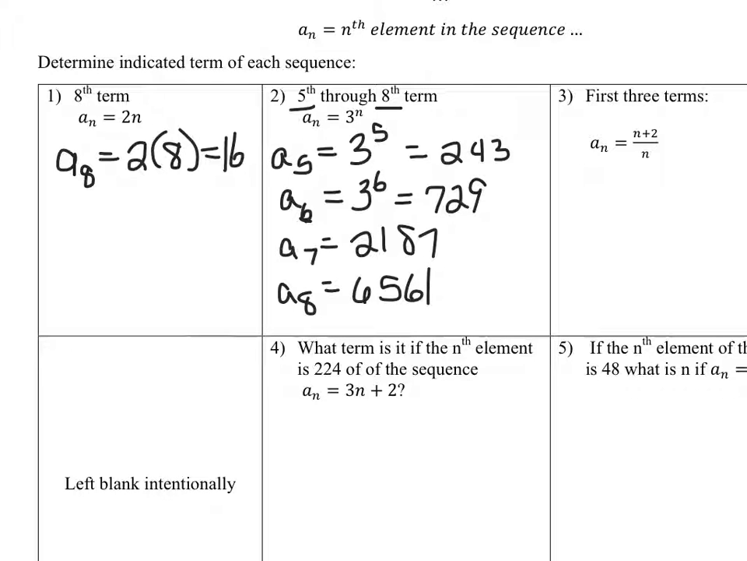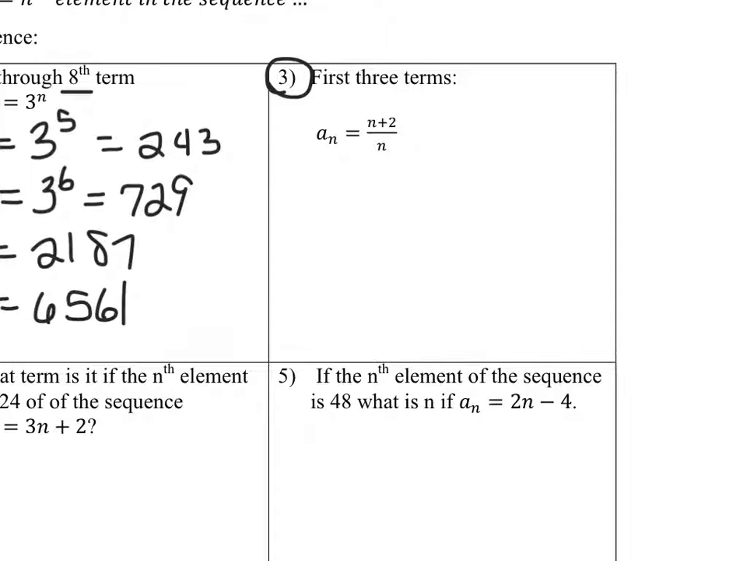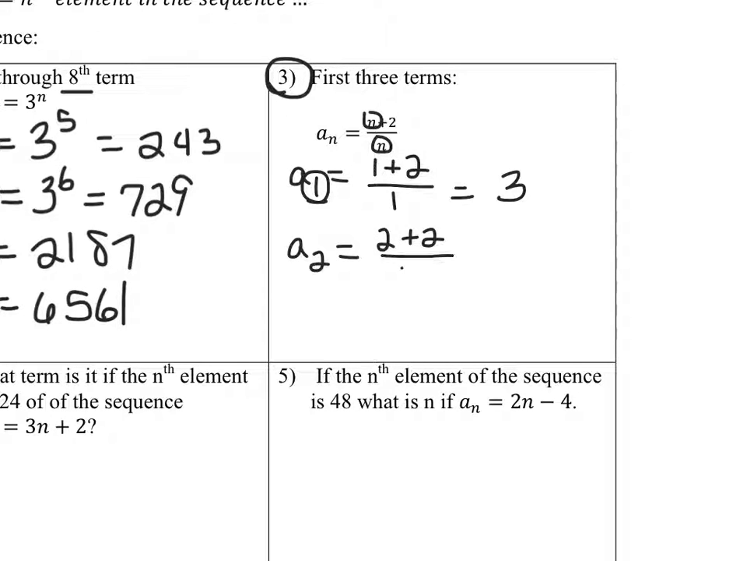See if you can do it for this one. Find the first 3 terms of this problem. Okay, so a sub 1 is 1 plus 2 over 1. Anywhere there's an n, I'm plugging in this number. It's just like f of x and those kinds of things. So this would just be 3. So I plug in a 2. Everywhere there's an n, I put a 2. And for this one, everywhere there's an n, I put a 3. So each term is dependent on what term number it is.